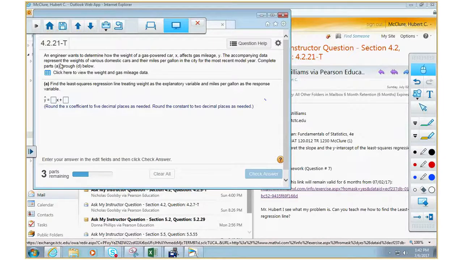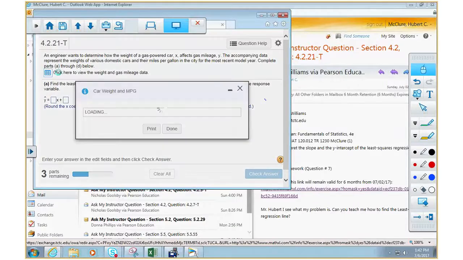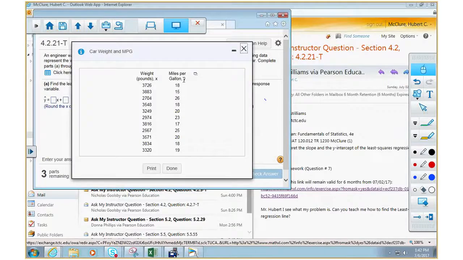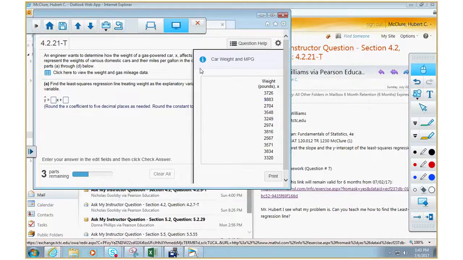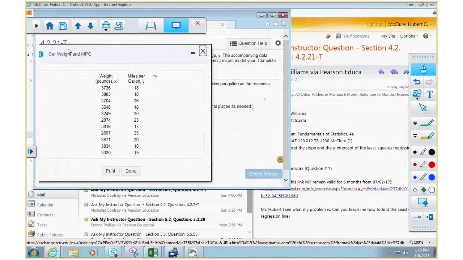An engineer wants to determine how the weight of a gas-powered car affects the mileage. The accompanying data represents the weights and mileages. All right, put that in your calculator. Find M and B, or A and B. That's what they're going to ask you for, isn't it? Right there, it says round the X coefficient to 5 decimal places.